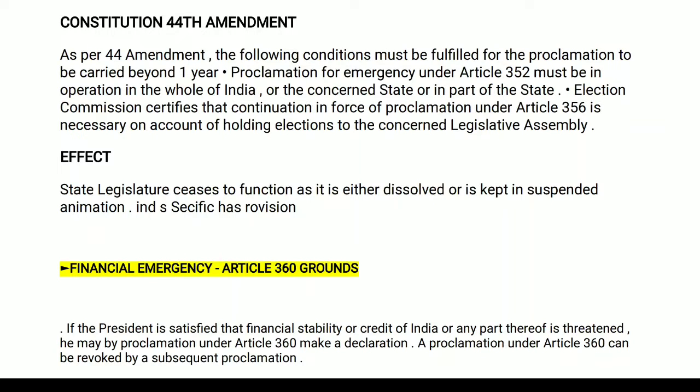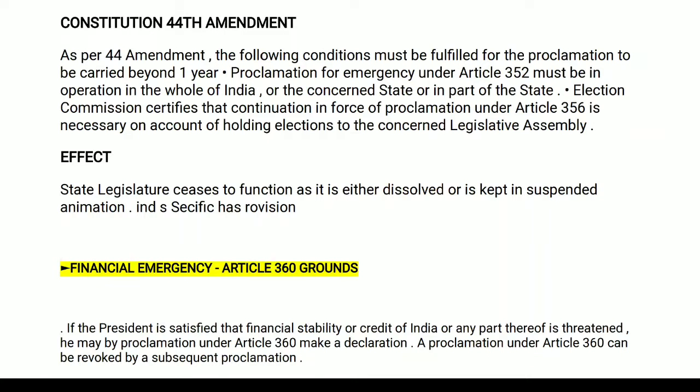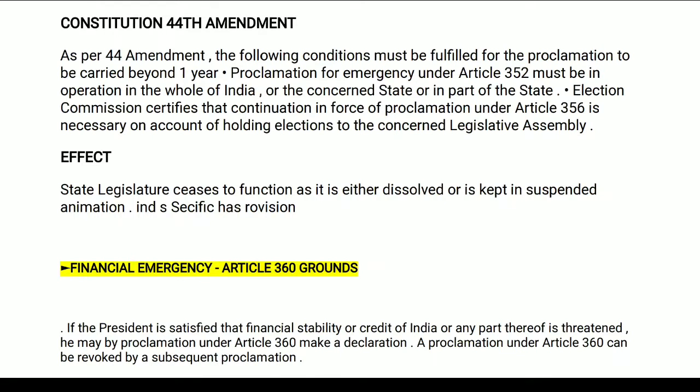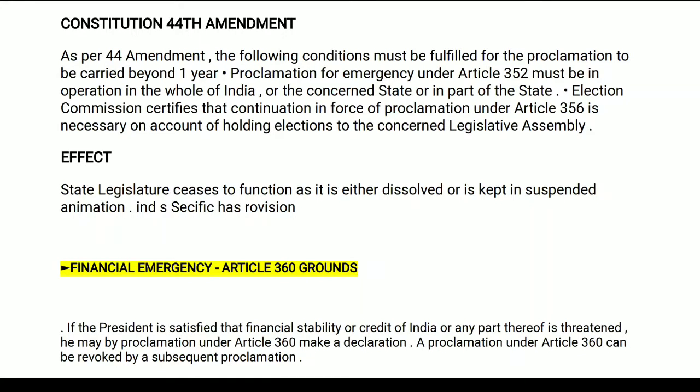Now, let's discuss financial emergency, that is Article 360. Grounds of Article 360. If the President is satisfied that the financial stability or credit of India or any part thereof is threatened, he may by proclamation under Article 360 make a declaration. A proclamation under Article 360 can be revoked by a subsequent proclamation.